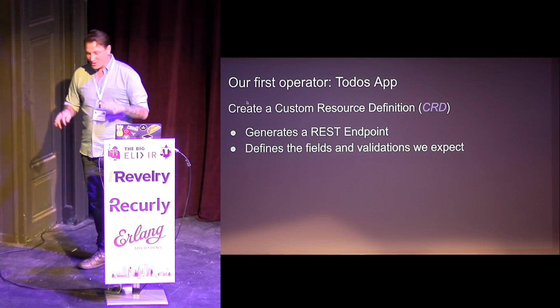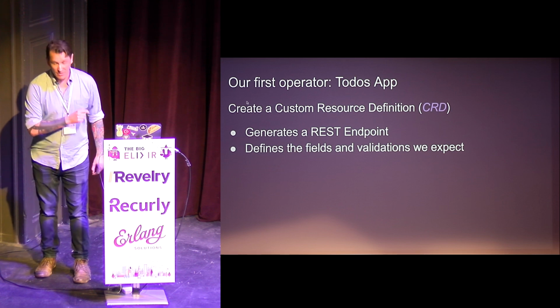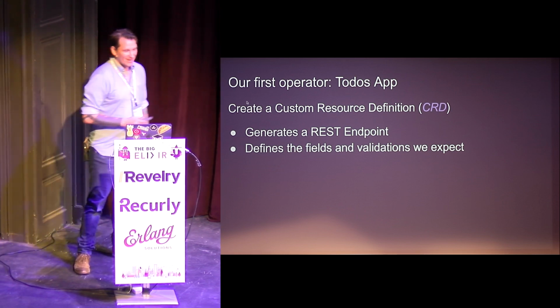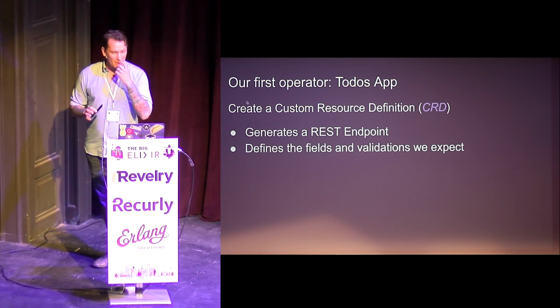So our first operator is going to be a to-dos app. And this is the most over-engineered to-dos app that's ever been created on the planet. This was originally running on 40 nodes. It's beautiful. So when we make an operator, there's two things that we make.